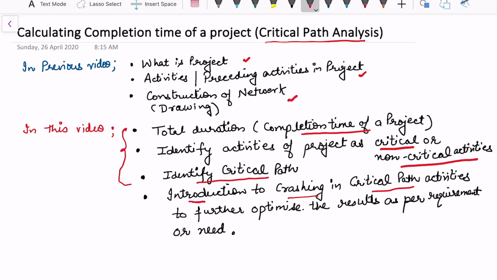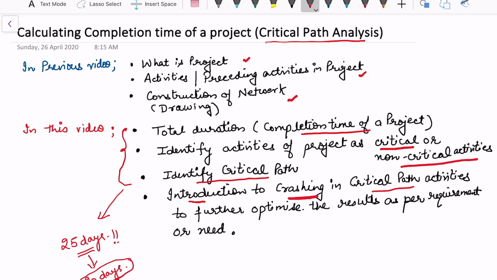Now, why this crashing is required, let me give you a little idea here itself. Suppose that this project is completed in 25 days. We know that this is a small project and we have completed it in 25 days. Now we want to optimize this time further as desired. I want to finish my project in 20 days. So then I need to make sure what sort of changes I make in my project or in the activities, or where I speed up my project so that it is finished in 20 days. That is why I have written as per requirement or need.